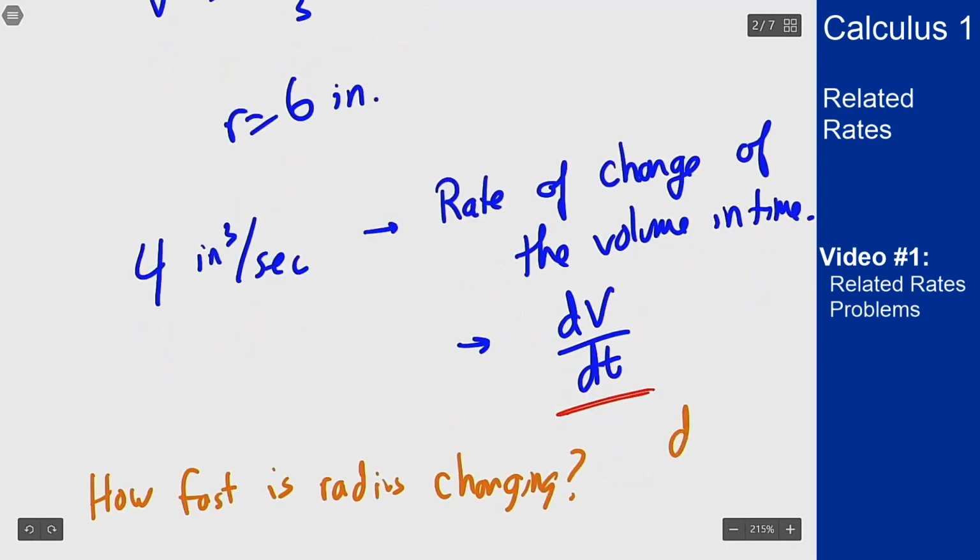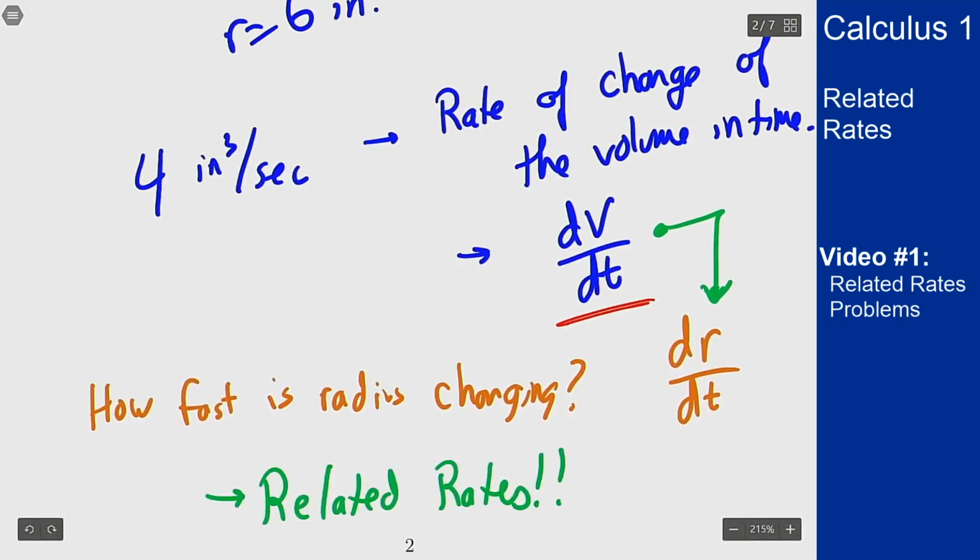That really should be dr/dt. How fast is the radius changing with respect to time? And so I need to find some way to tie the rate of change of volume to the rate of change of the radius. I need to relate the rate of change of volume to that of the radius. Hence, these are called related rates problems. I want to relate one rate of change to another. I'm tying the rate of change of volume to the rate of change of radius, so that's a related rates problem. We're relating these two rates to each other.